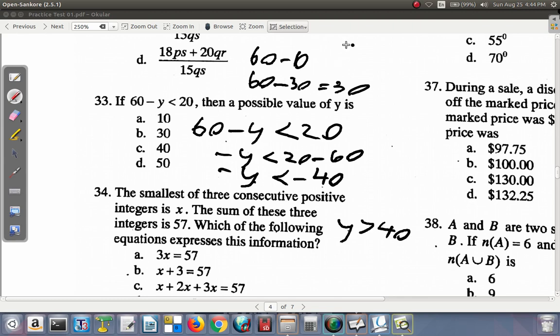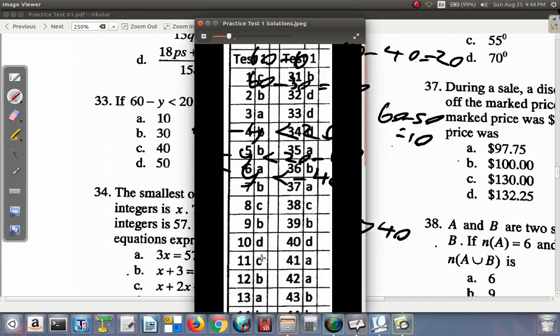What about 60 minus 40 for C? 60 minus 40 is 20. Is 20 less than 20? No. When you put 40 in it, you see that C doesn't work. 20 is not less than 20. But when you try 50 for D, 60 minus 50 now is 10. Is 10 less than 20? Yes, it is. So D is the answer. So question 33D, right? You can see that it's D.